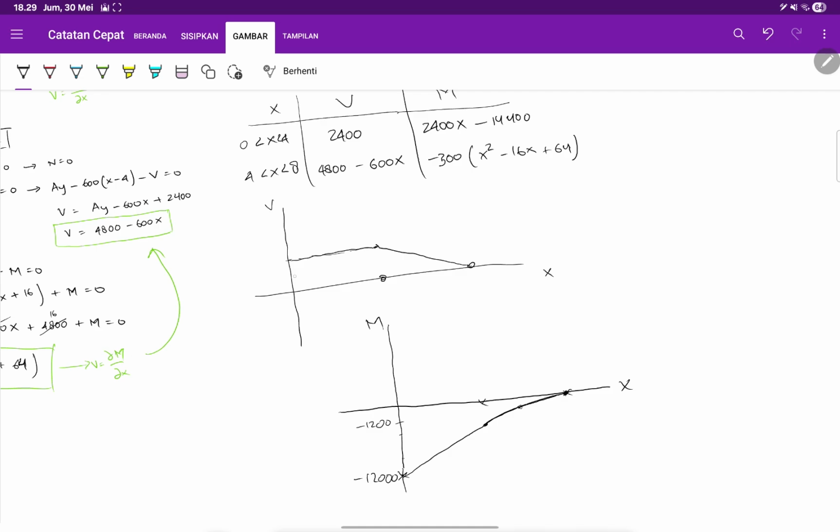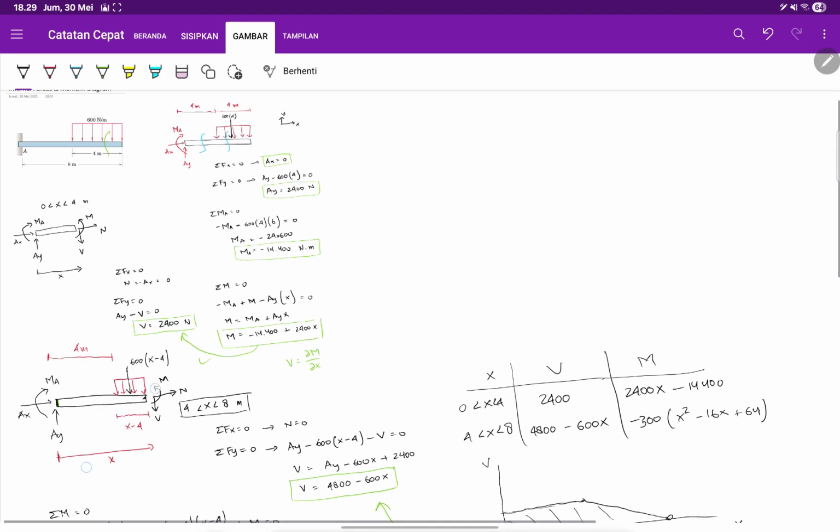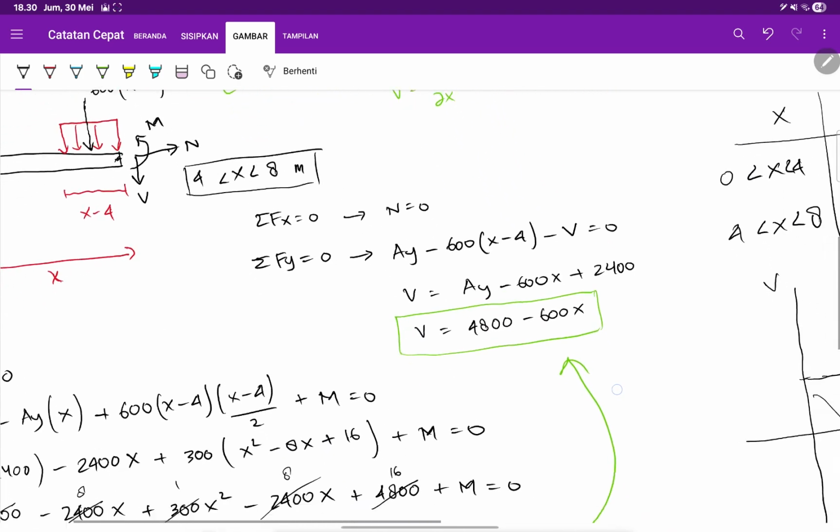Shouldn't be difficult, it's just that it takes a long time. Okay, and for my record, it takes like 21 minutes, I guess, to solve these problems. And the most important thing is that you need to know how to make this x minus 4. So how to make the distributed load become an equivalent concentrated force, 600 times (x minus 4). Why? Because this length is only x minus 4, right? That's the most important thing, I guess, in this whole thing.